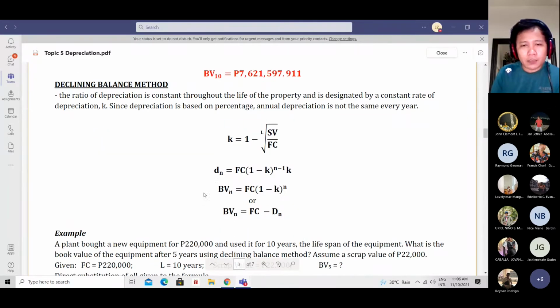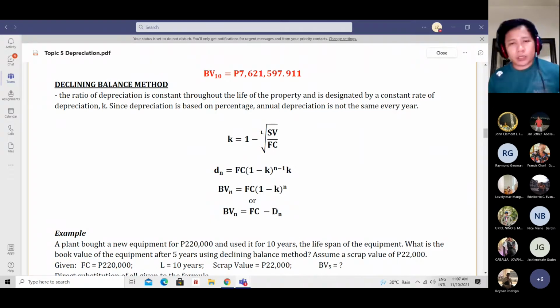But for declining balance method, no need for the total depreciated amount because you have here a formula which you can directly solve for the book value. Okay? Instead, this formula can now be used. Okay? This can still be used, but this time you can use this instead, by solving for the total depreciated amount.